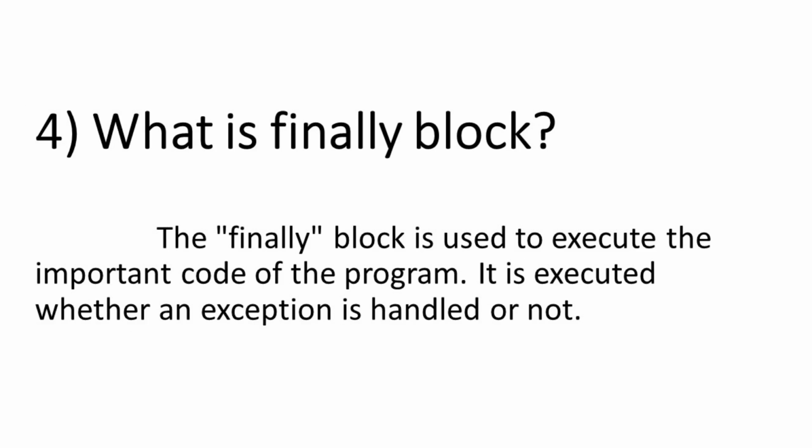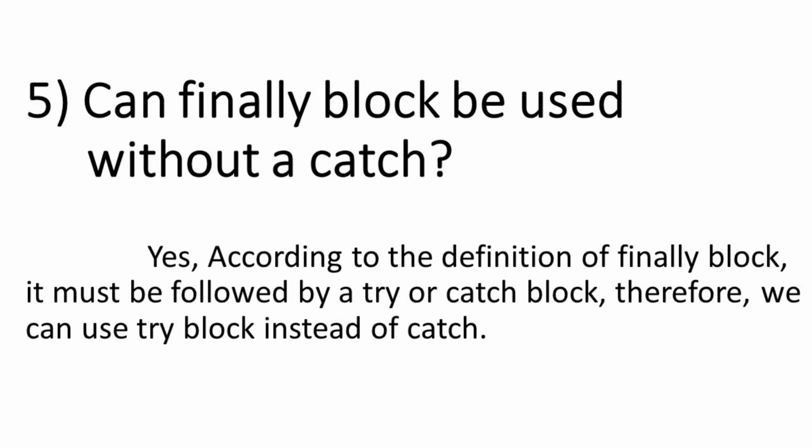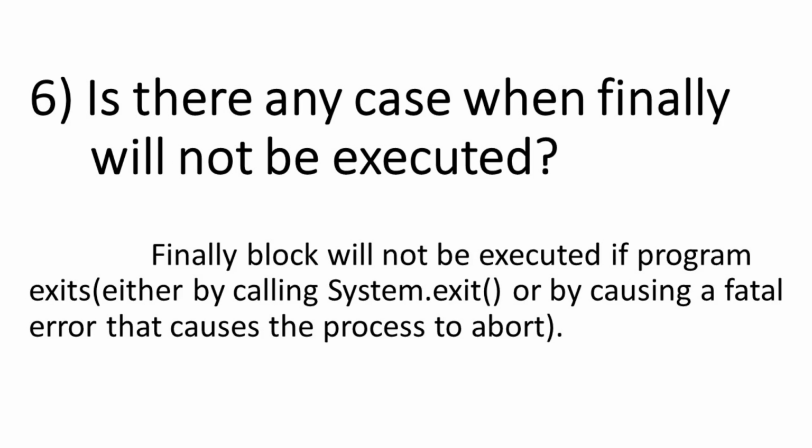What is finally block? The finally block is used to execute the important code of the program. It is executed whether an exception is handled or not. Can finally block be used without a catch? Yes, according to the definition of finally block, it must be followed by a try or catch block. Therefore, we can use try block instead of catch.